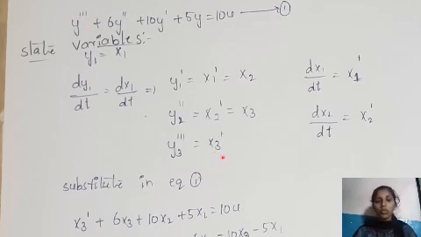So we substitute these in equation 1. Here y triple dash is equal to x3 dash. Then 6y double dash, where y double dash is equal to x3. Next 6y dash, where y dash is equal to x2, and 5y, where y is equal to x1. So we substitute all of these in equation 1: x3 dash plus 6x3 plus 10x2 plus 5x1 is equal to 10u.